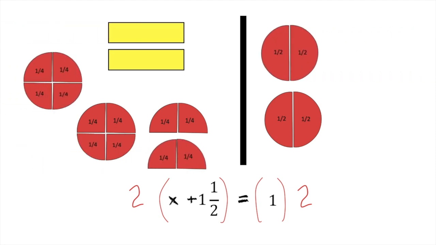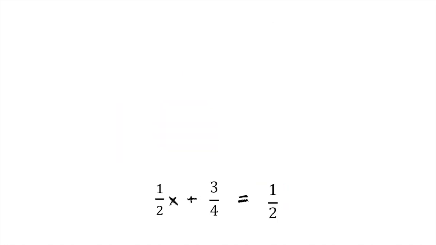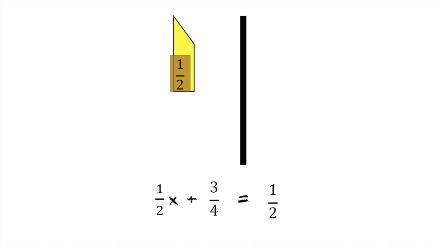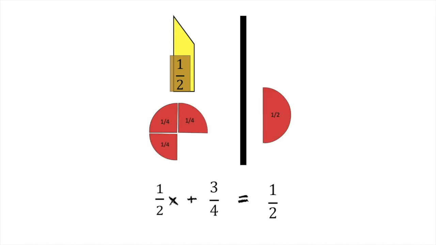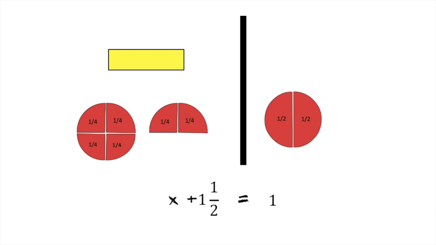Let's examine our original equation once again. We have 1/2 x plus 3/4 is equal to 1/2. Here we have our 1/2 x piece, and then our 3/4 is equal to 1/2. We have an equivalent equation, and we have fewer fractions now. What could we multiply both sides by so we no longer have halves but a whole number there? We can try multiplying it by 2 again.